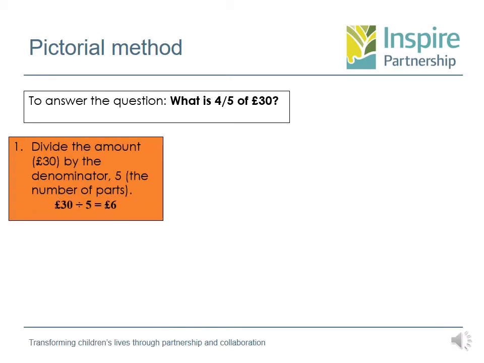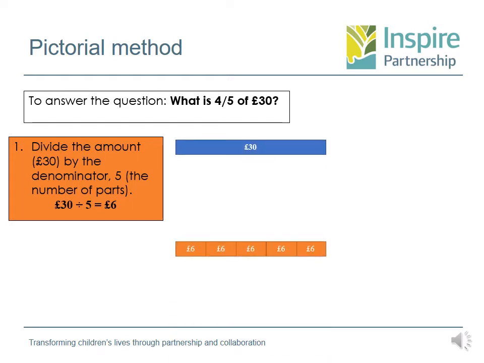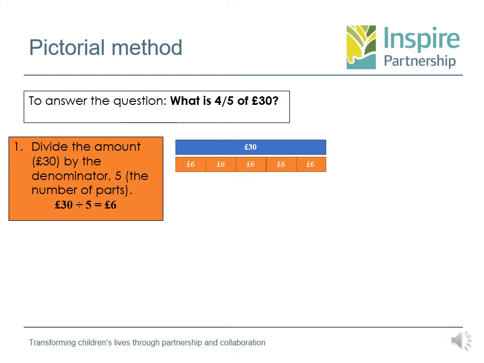The first thing that we need to do is to divide the amount, 30, by the denominator, which in this case is 5, our bottom number, the number of parts. So the calculation that you would need to do is 30 divided by 5. You can see where it's just come up on the screen where my 30 is in the blue box. That's my total amount, and then I needed to split that into 5 equal parts. So in the orange, I've got 5 equal parts. 30 divided by 5 is £6, so inside each of them, I have £6.